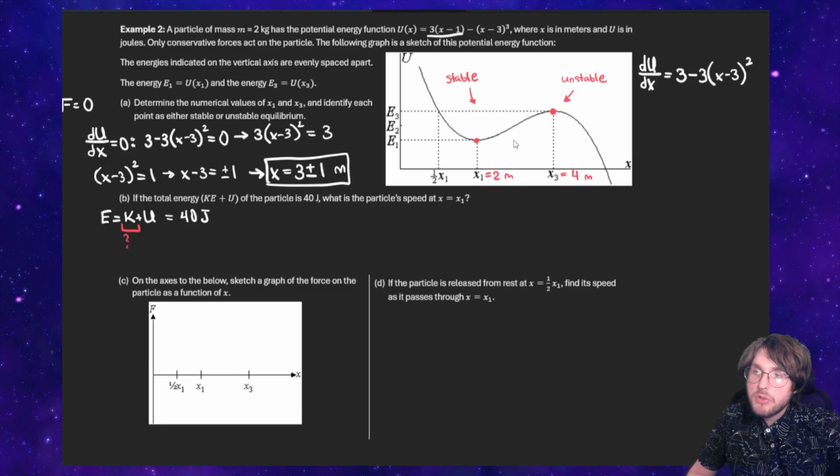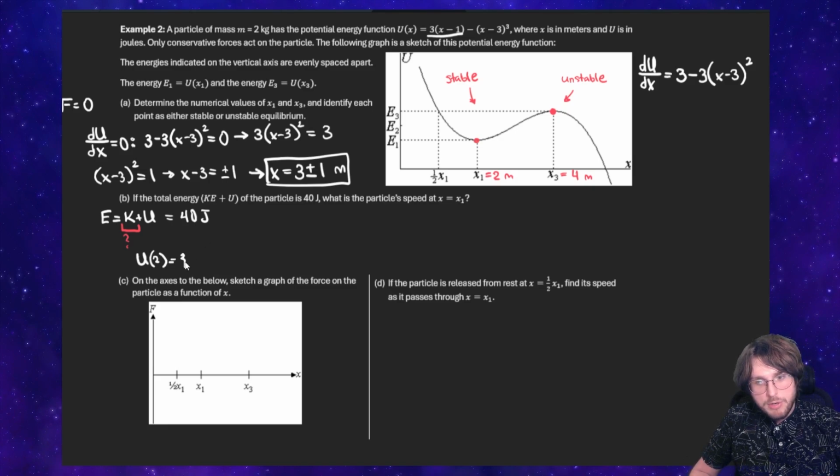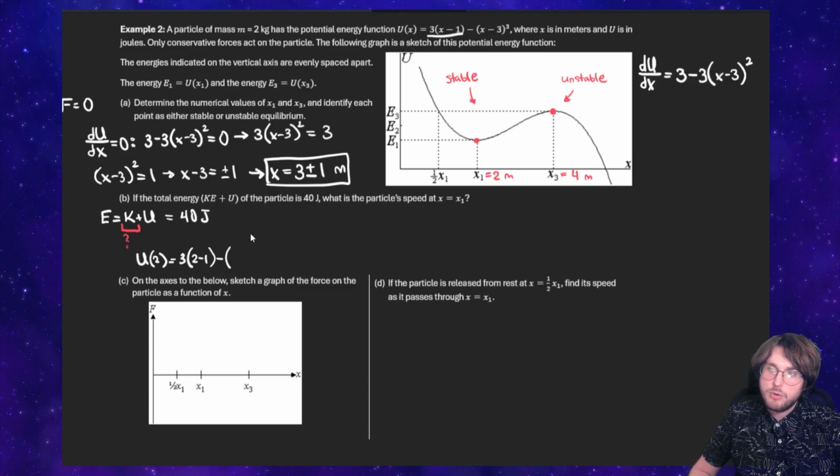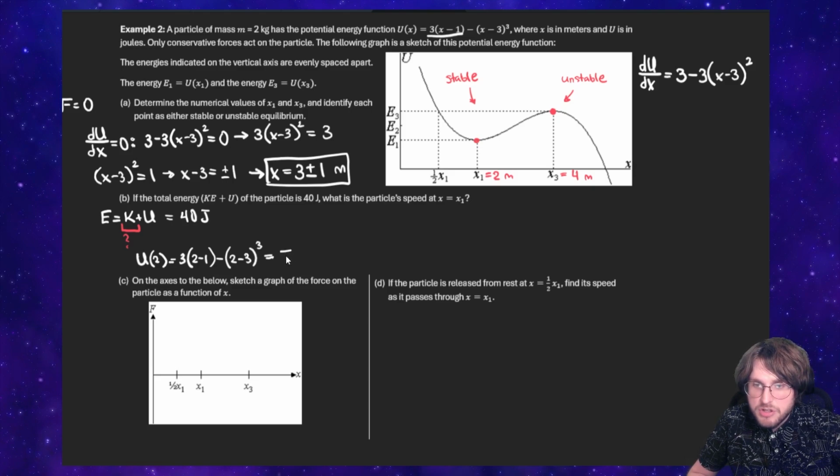So with that, the good news is we know what position x1 is now. And because we have our potential energy function, we can plug that position into our function to get how much potential energy we have at that point. So over here, U at a position of 2 meters would be 3 times (2 minus 1), minus, then plug in 2 again, (2 minus 3) cubed. And evaluating all of that, we'll end up with a potential energy at this position of about 4 joules.